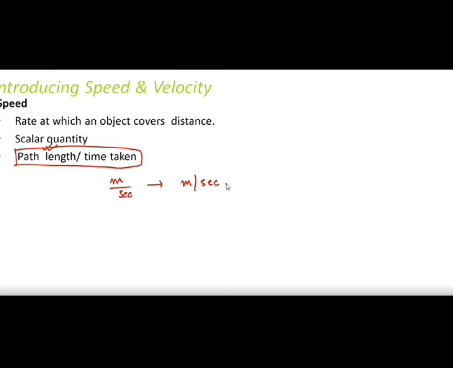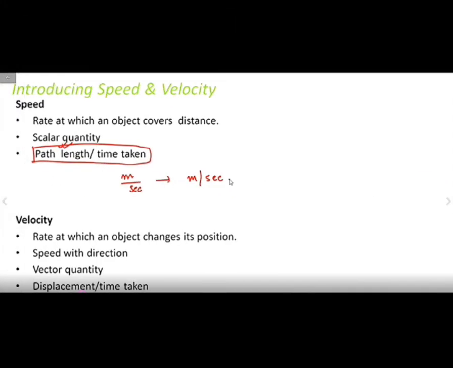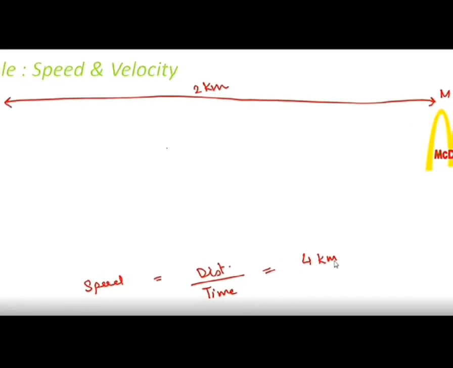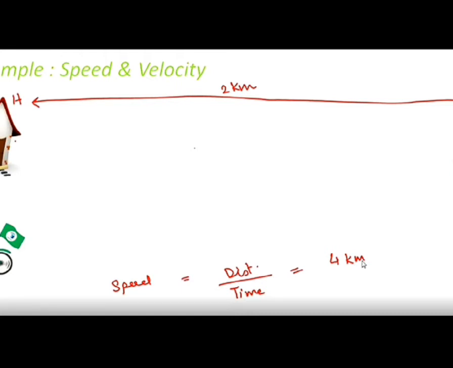Speed, as I mentioned in the previous lecture also, is a scalar quantity. That means in order to define speed, only magnitude is enough. If I say that there's a boy who runs at a speed of 2 kilometers per hour, I don't really need to mention the direction in which he runs. Just the magnitude is enough to describe speed. So speed will tell us how fast or slow an object moves.